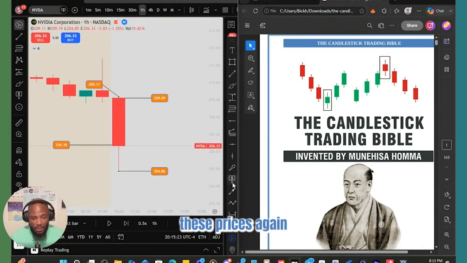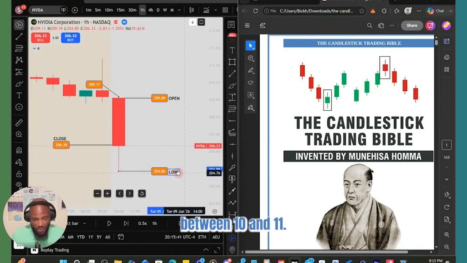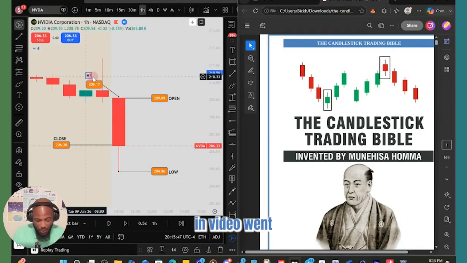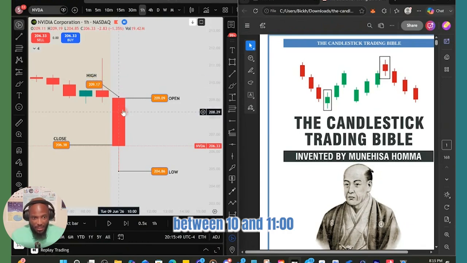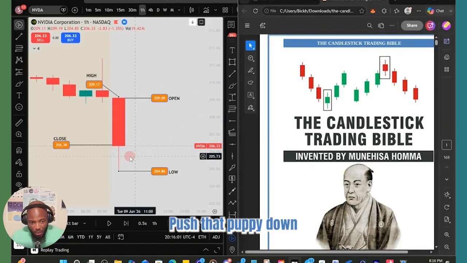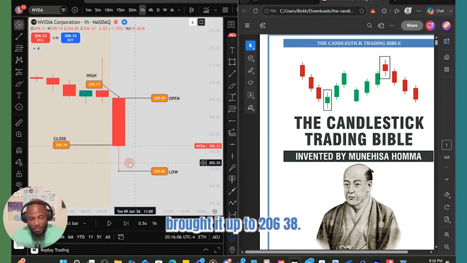All right. These prices again represent the open. This is the close. This is the lowest price NVIDIA went between 10 and 11. And this is the highest price NVIDIA went between 10 and 11 o'clock. So it opened at 209. It went up to 209.17. Sellers pushed that puppy down all the way to 204.86. Then buyers bought it up to 206.38.